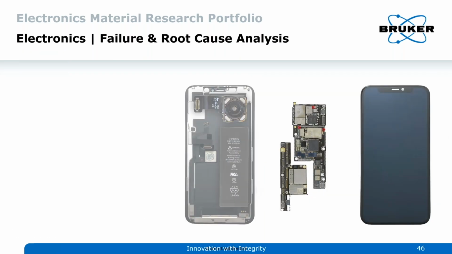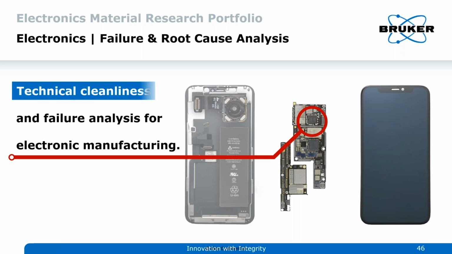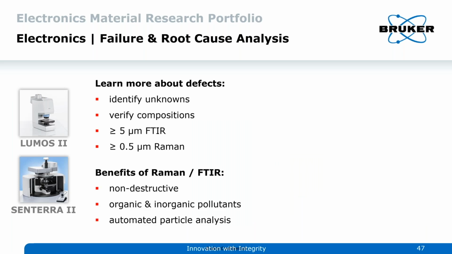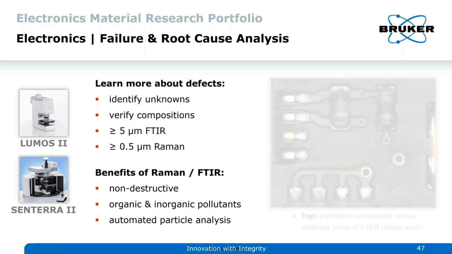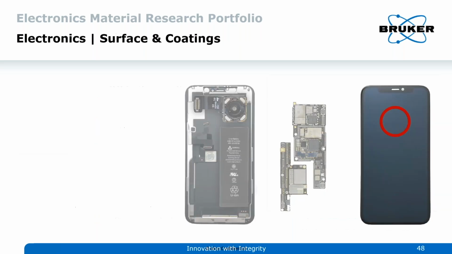And then one of the nice examples here is looking at root cause failure analysis, and so looking at cleanliness. And again, we're able to look at things below 5 microns and down below 0.5 microns with Raman. And again, we're looking at organic with IR and inorganic for Raman typically, and we can do an automated particle analysis. So in this case, we've got the crystalline contaminant across the soldering joints. There's the contaminant, and then we could do the analysis quickly and easily.